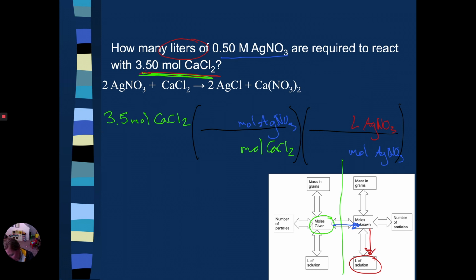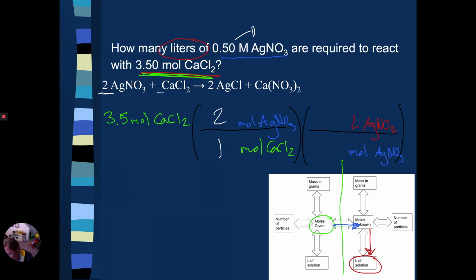Then our mole to mole relationship, right here, this connection is always based off the balanced chemical equation. So I'm looking up there and I see that for every 2 moles of AgNO3, there's just 1 mole of calcium chloride. So we plug those in. Then the liter to mole relationship, or mole to liter relationship, right here, that arrow is filled in with molarity, which was given here.